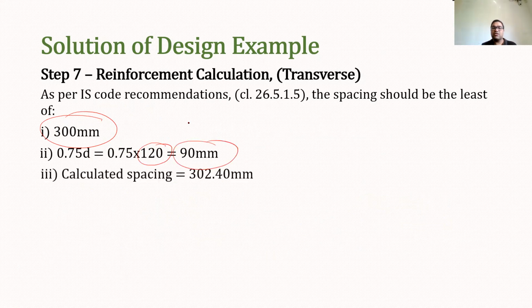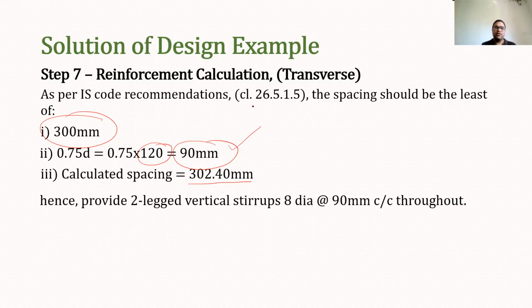The third value is the calculated spacing, which we calculated on the last slide, that is 302.40. So our spacing will be the least of these three values, and the least value is 90 mm. Ultimately we will write that we will provide two-leg vertical stirrups 8 mm dia at the rate of 90 mm center to center throughout the beam.